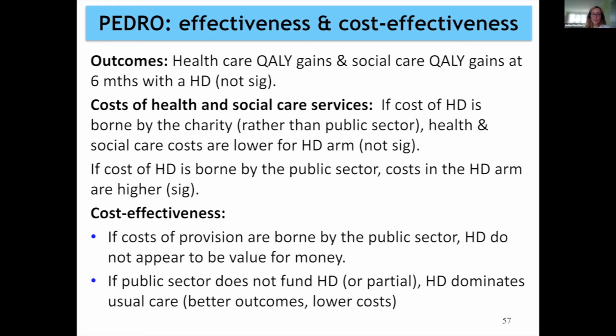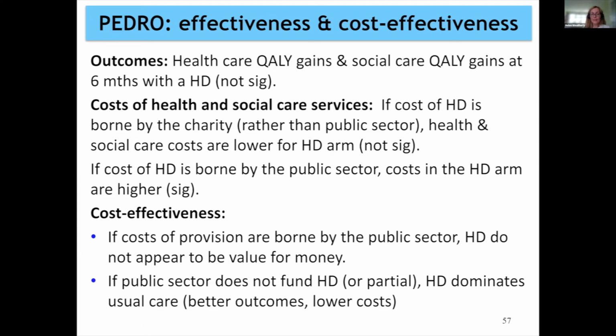In terms of costs, we took 2 approaches. If the cost of the hearing dog was borne by the charity, and that is the case at present, where hearing dogs provide these dogs free of charge to users, then the health and social care costs in total were lower for the hearing dog arm users as compared to those who didn't have a hearing dog. But this finding was not statistically significant. However, when we took the second approach, which is to say, what if the public sector took on the costs of hearing dogs, then we found that the costs in the hearing dog arm were a lot higher.